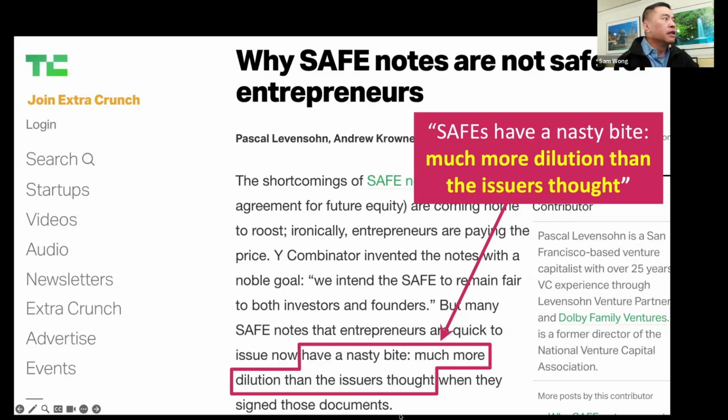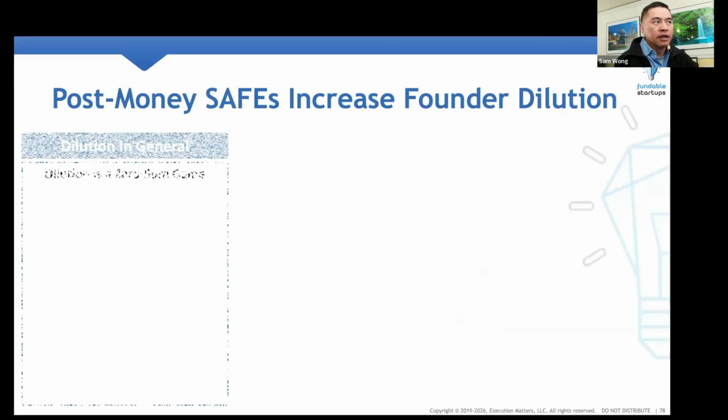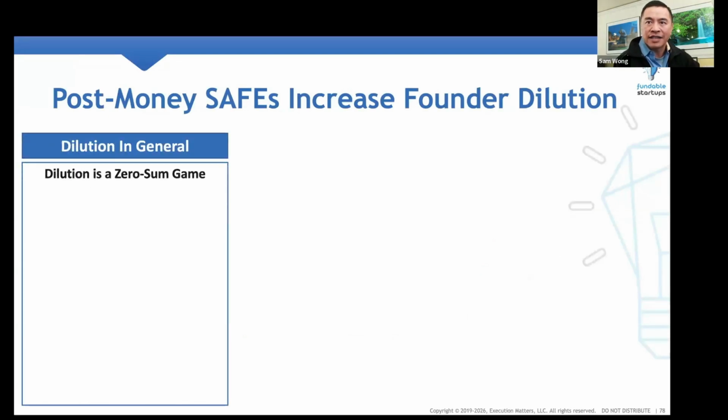In the article, the author Pascal Levinson writes, safes have a nasty bite, much more dilution than the issuers thought. So how does that play out? It's very nasty math. And for the sake of simplicity, I won't go into the gory details, but let me at least illustrate the concept.